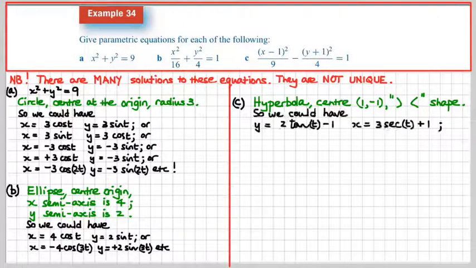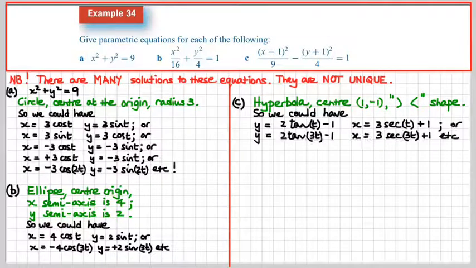So we could have had y, now if you think about this, tan t would be y plus 1 over 2. So that's how you get y plus 1 squared over 4 out of this, if you like. This one, x could be 3 sec t plus 1. Alternatively, you could have had, changing what's going on in here, changing that t to 3t, etc. Yeah? So you get an infinite number of solutions.